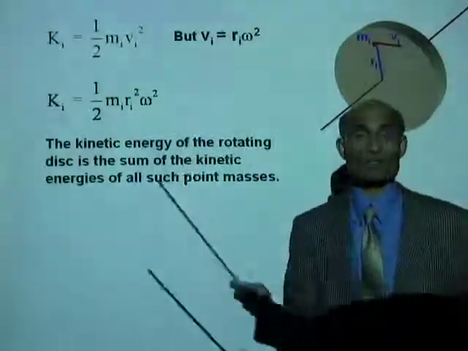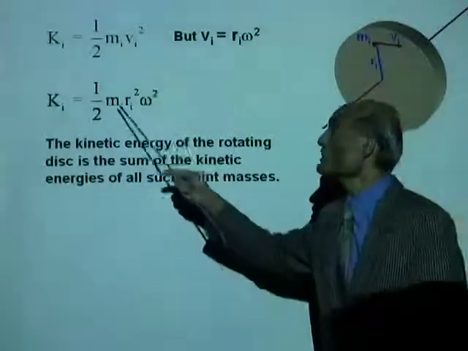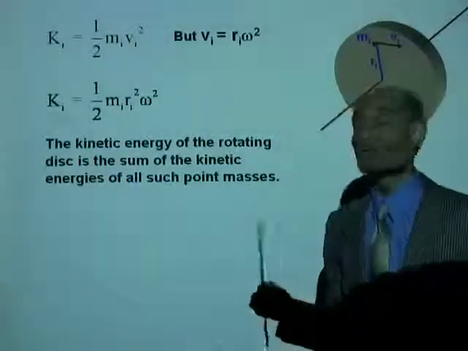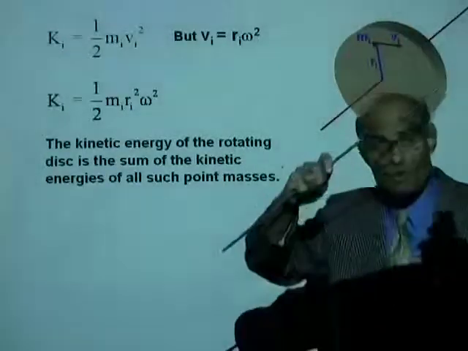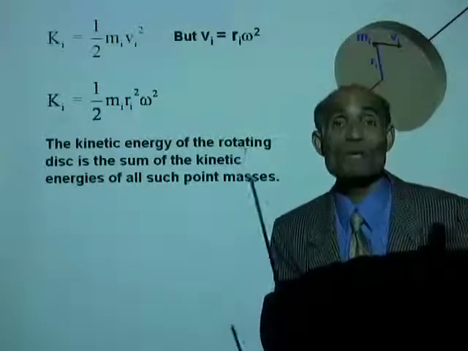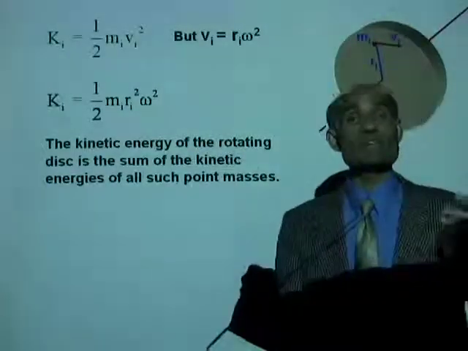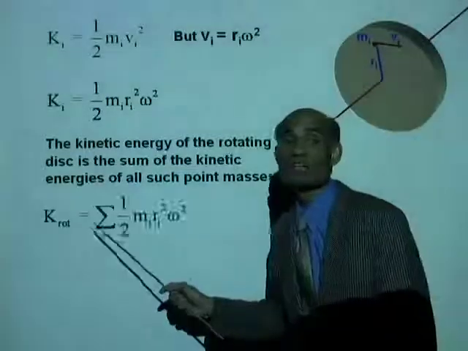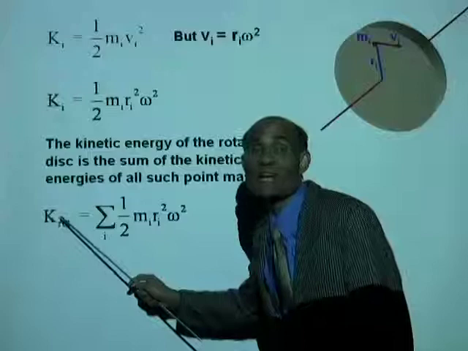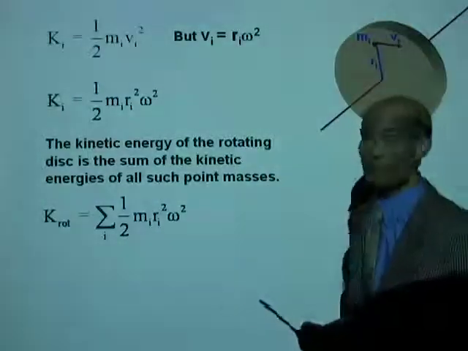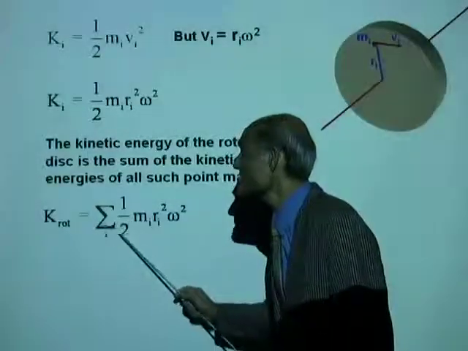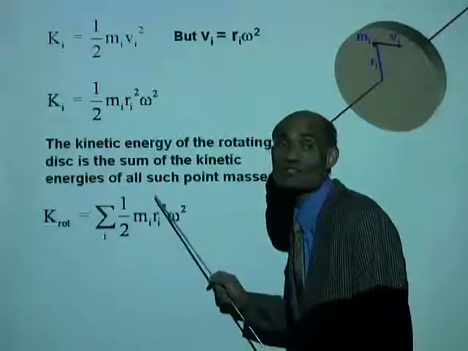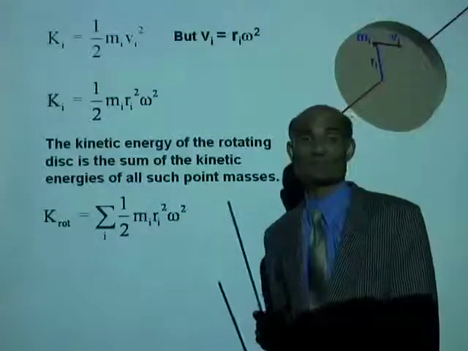The kinetic energy of the rotating disk is the sum of the kinetic energies of all the particles which make up the disk. This is the kinetic energy of one particle. Therefore, the total kinetic energy of the rotating disk will be the sum of the kinetic energies of all such particles. So how do we write the total kinetic energy? K rotation is summation i 1/2 mi Ri squared omega squared.